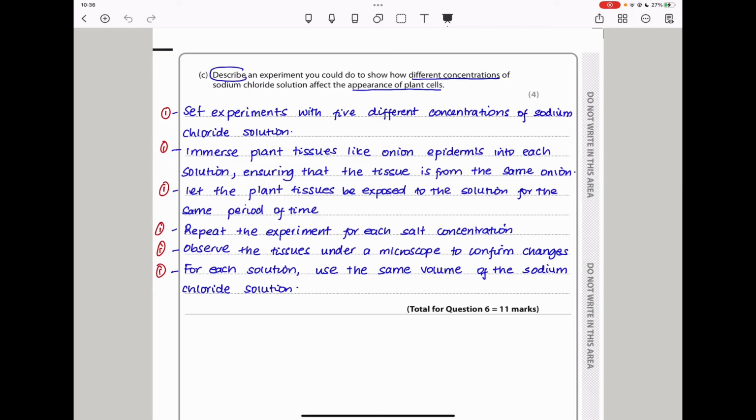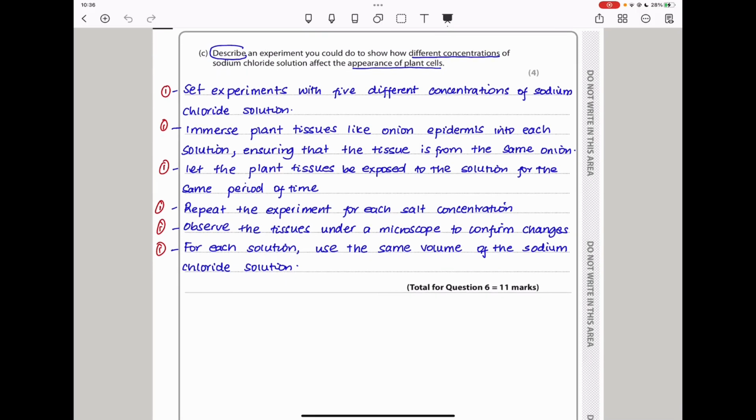So here I said, immerse the plant tissues like onion epidermis into each solution. You have to ensure that the tissue is from the same onion. This ensures consistency. And then we have to let those plant tissues be exposed to the solution for the same period of time. Then we repeat the experiment for each salt concentration, which ensures that we find the mean, and then observe the tissues under a microscope to confirm the changes, whether it has become bigger or it has become smaller. And for each solution, we have to use the same volume of sodium chloride solution to ensure that they are all exposed to the same conditions.